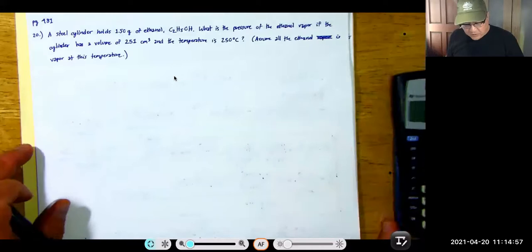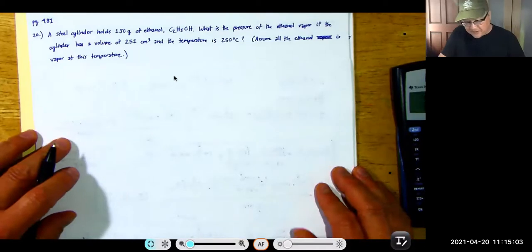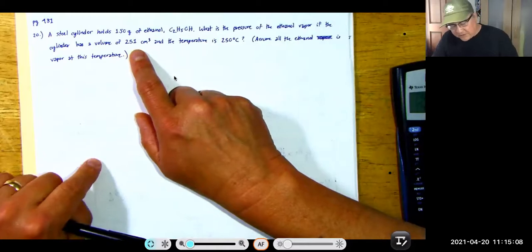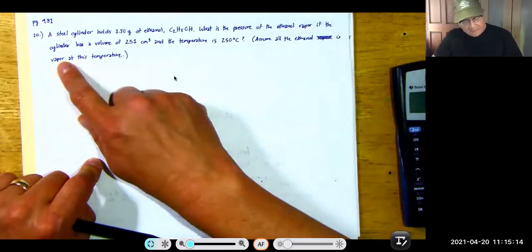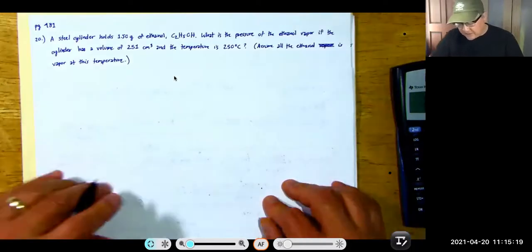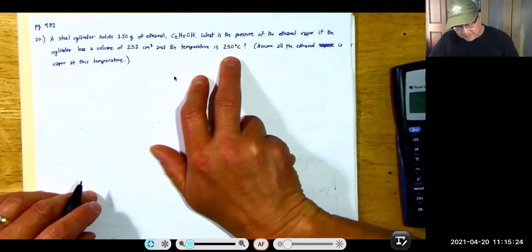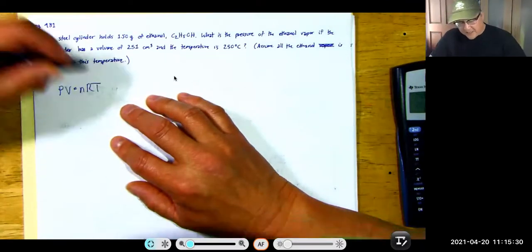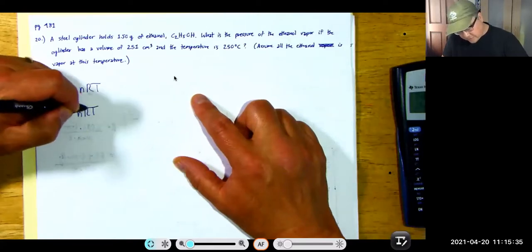A still cylinder holds 1.50 grams of ethanol. What is the pressure of the ethanol vapor if the cylinder has a volume of 251 centimeters cubed and the temperature is 250 degrees Celsius? Assume all the ethanol is a vapor at this temperature. So none of this is a liquid, because ethanol is normally a liquid at normal pressure and temperature. This is not a normal temperature, that's very, very hot. Okay, here we're going to use PV equals nRT, and we want to know the pressure. So P is equal to nRT over volume.